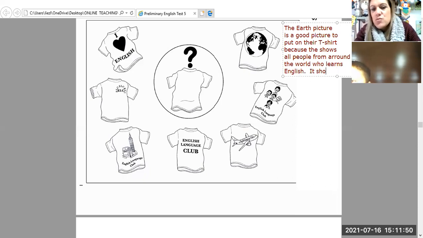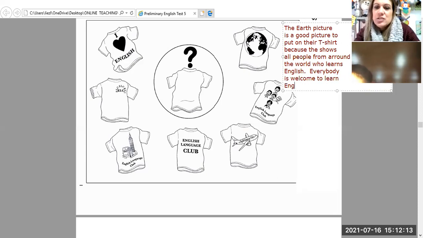It shows you can also show that everybody is united, the whole world can learn, everybody is welcome, old, young, everybody is welcome. Yes. Everybody is welcome to learn English.